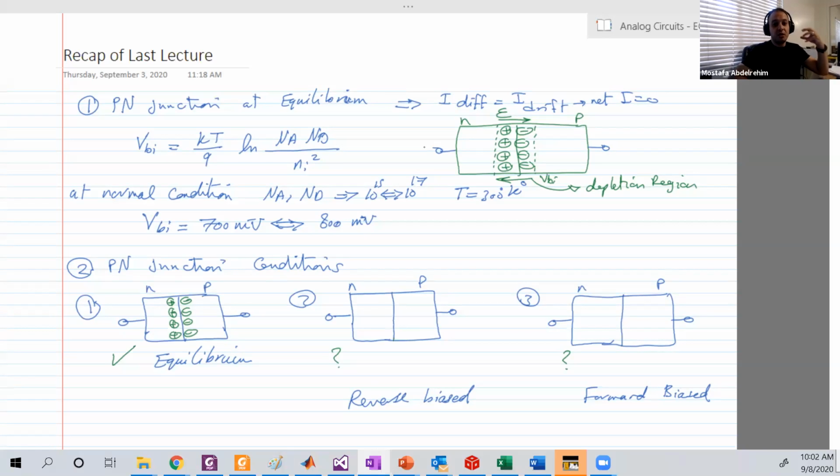Because for each hole that leaves the P type, a negative ion will be created. For each electron that leaves the N type, a positive ion will be created. These positive and negative ions are just like electrodes, which will create an electric field or potential voltage, which will cause a drift current. This drift current is in the opposite direction of our diffusion current. So after some time, they just cancel each other, and this is why it's called equilibrium.